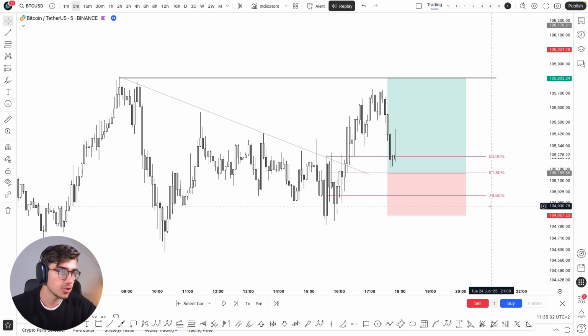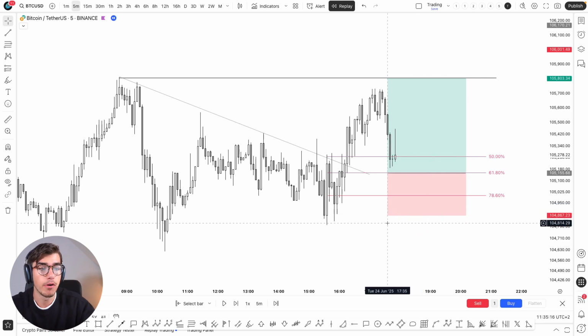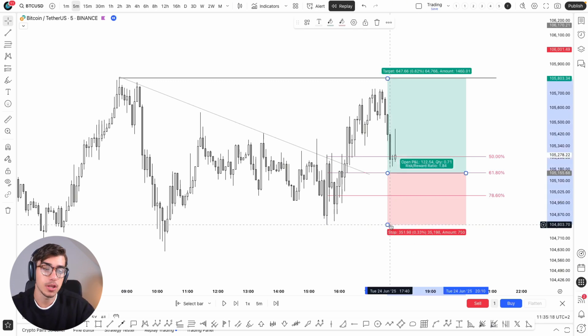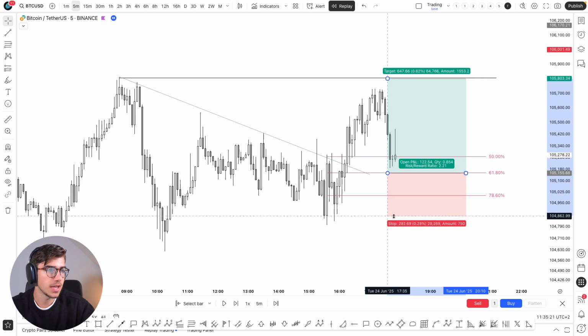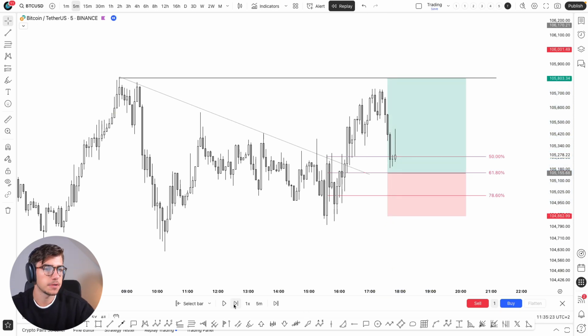Again, what's important here in terms of your stop loss is that you include the 78.6%. As long as this right here is included, well, then you're following all the rules that you have to follow when it comes to your stop loss. Now again, preferably we want our stop to be at the low, but in certain scenarios, that is just not going to be possible. So again, let's play it out and see exactly what happens.